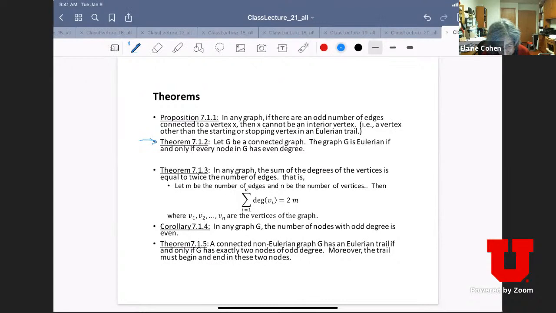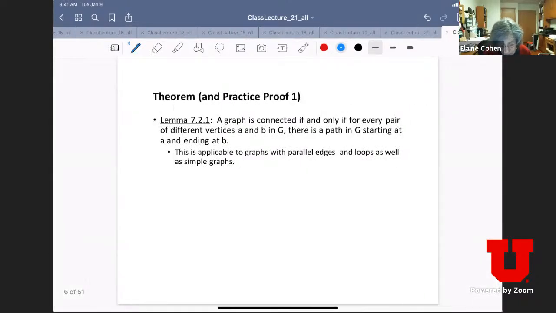In any graph, the number of nodes with an odd degree is even. And a non-Eulerian graph has an Eulerian trail if it's connected and there are exactly 2 nodes of odd degree. Okay, let's move to the new material.